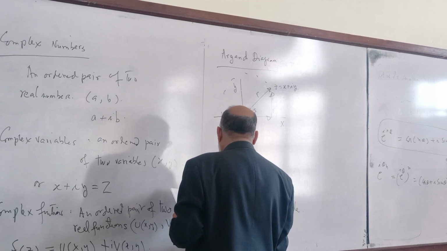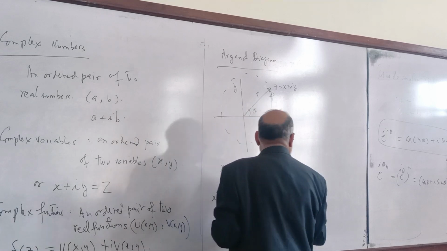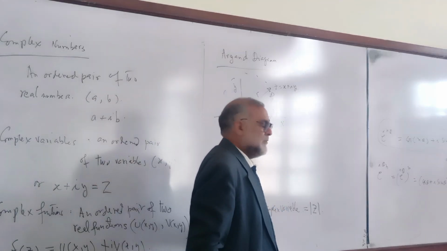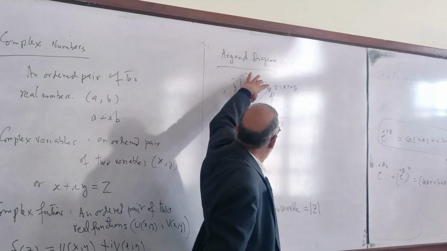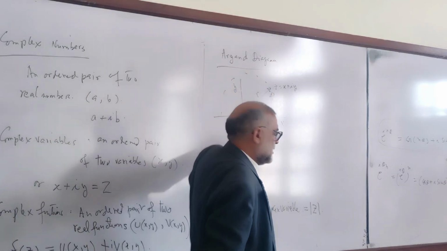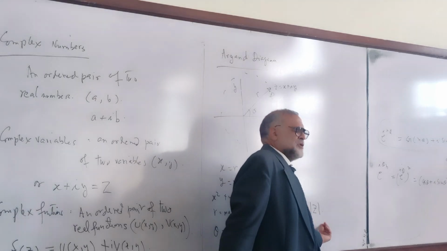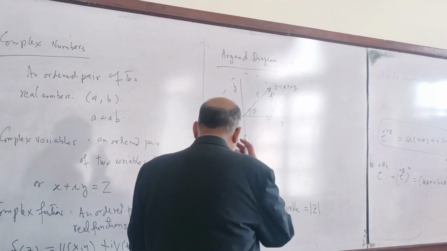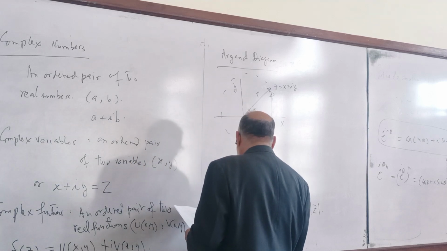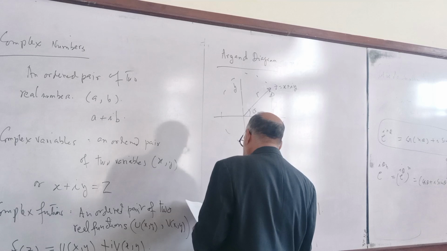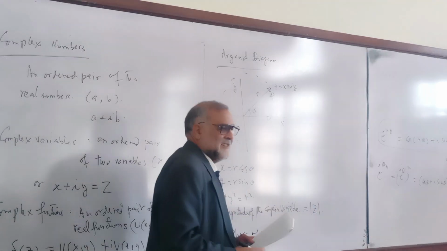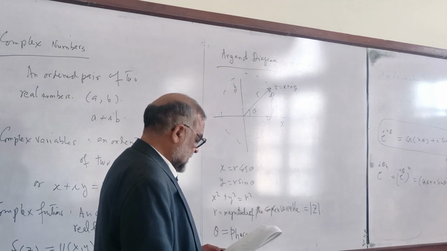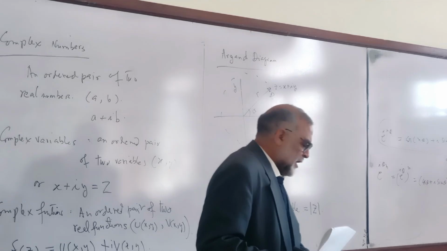And theta, that is called, so R is equal to the modulus of Z. This R is called the magnitude of the complex number, so it is denoted by Z in the modulus sign. Theta is called the phase of Z, the phase of the complex number. Similarly, we define complex conjugates.